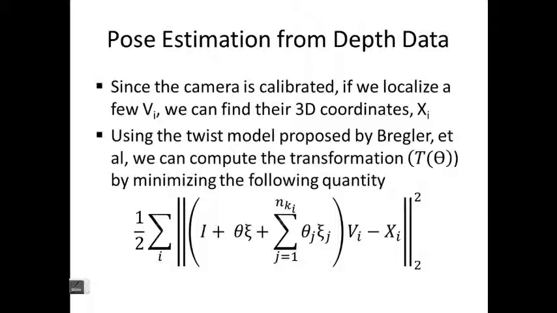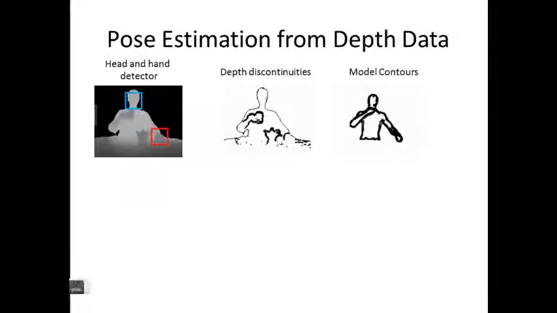And so the goal over here is to be able to compute the transformations tau theta, which we saw on the previous slide. And they show in that paper that this can be done by minimizing this scary looking quantity at the bottom of the slide.